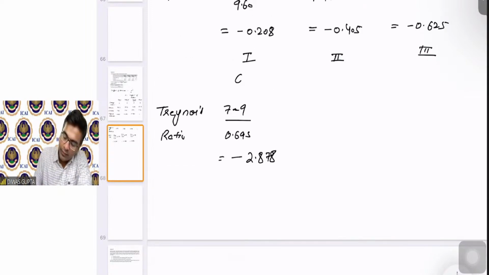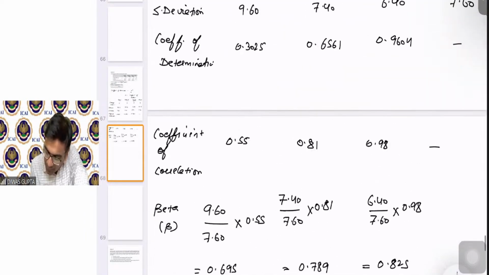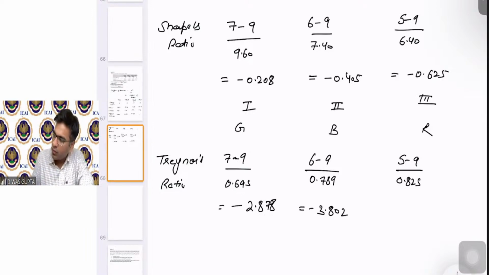This is growth fund, balanced fund, and regular fund. Now, balanced fund, 6 minus 9 divided by the beta, which is 0.789. So this is minus 3.802. Okay, then 5 minus 9 divided by 0.825, which is equal to minus 4.84.